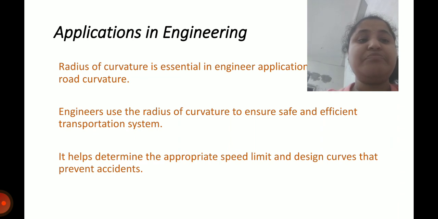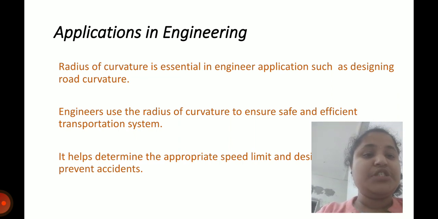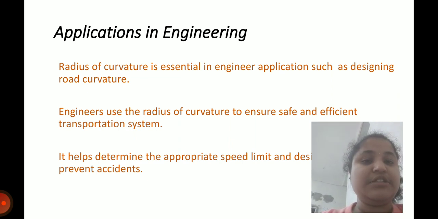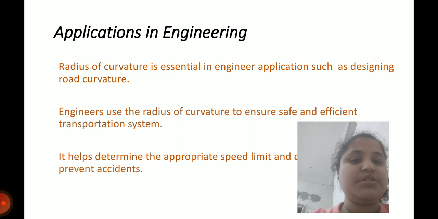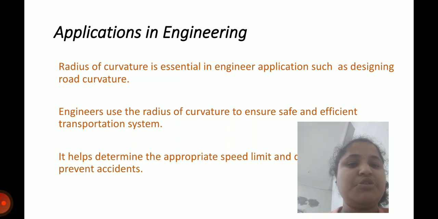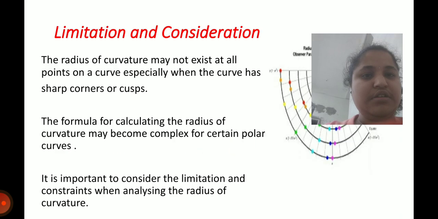The radius of curvature of polar forms is also used in engineering applications. The radius of curvature is essential in engineering applications such as designing road structures, buildings, etc. Engineers use the radius of curvature to ensure a safe and efficient transportation system. It helps us to determine appropriate speed limits and design curves to prevent accidents. It is a very useful technique nowadays.